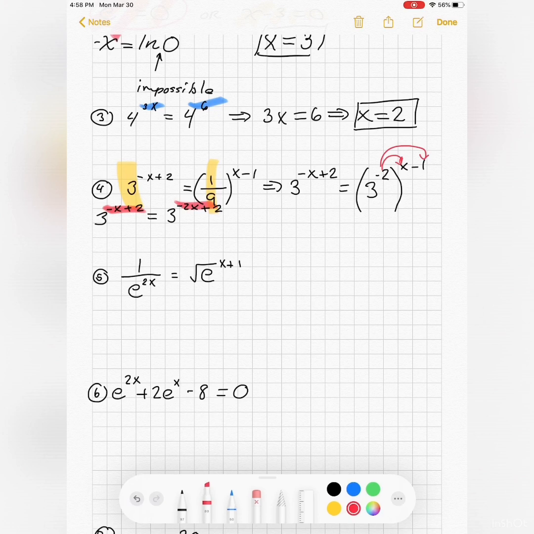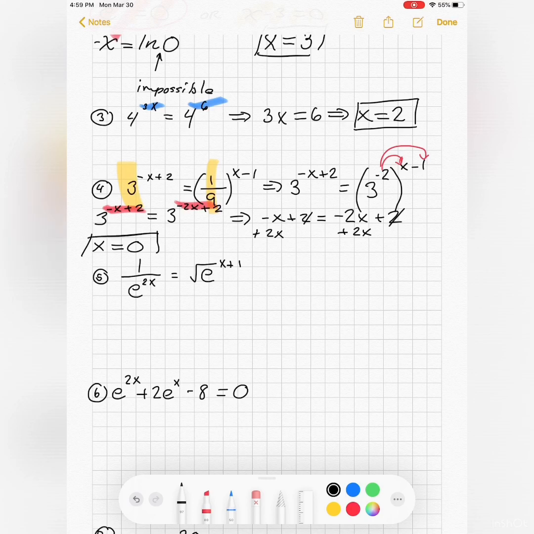So again, I would conclude that the exponents must be equal. So negative x plus 2 must be equal to negative 2x plus 2. Let me combine the like terms. I can subtract the 2's and add a 2x to both sides. So what do we have? 2x minus x is x, and that leaves me with a 0. So I guess my x would have to be 0.